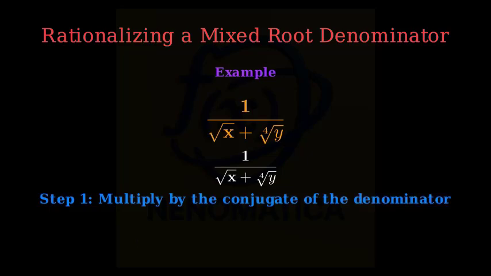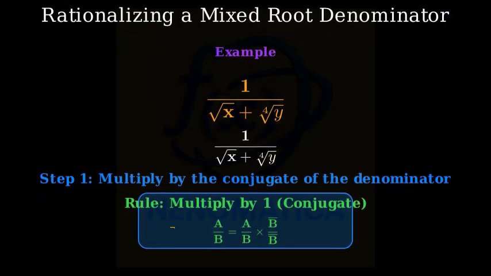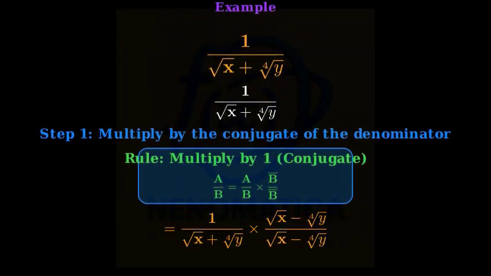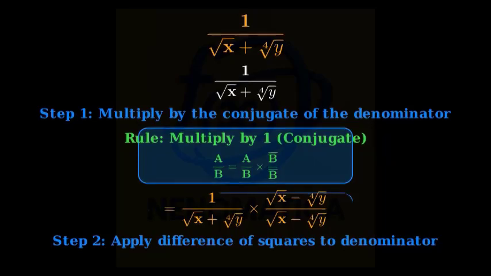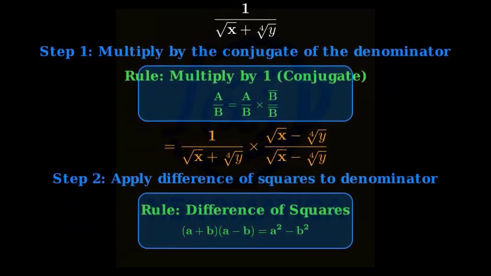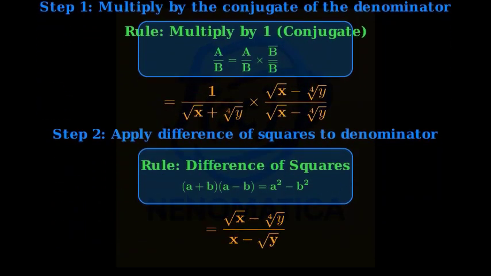Step 1. Multiply by 1 using the conjugate of the denominator. We multiply numerator and denominator by square root of x minus fourth root of y. Step 2. The product of a sum and difference is a difference of squares. Here, a equals square root of x and b equals fourth root of y. So the denominator becomes x minus square root of y.